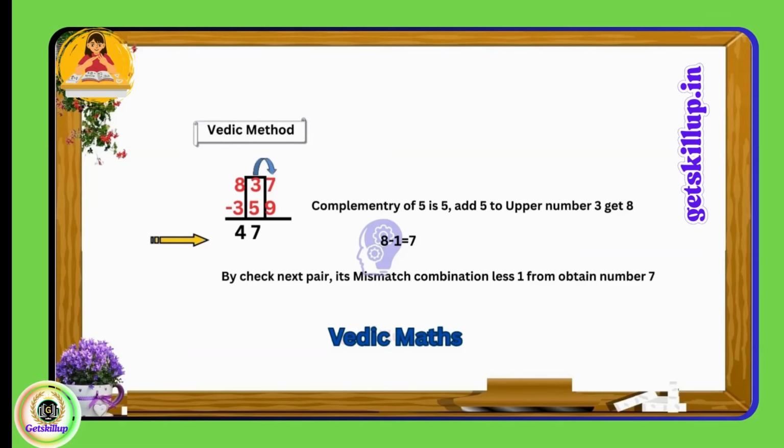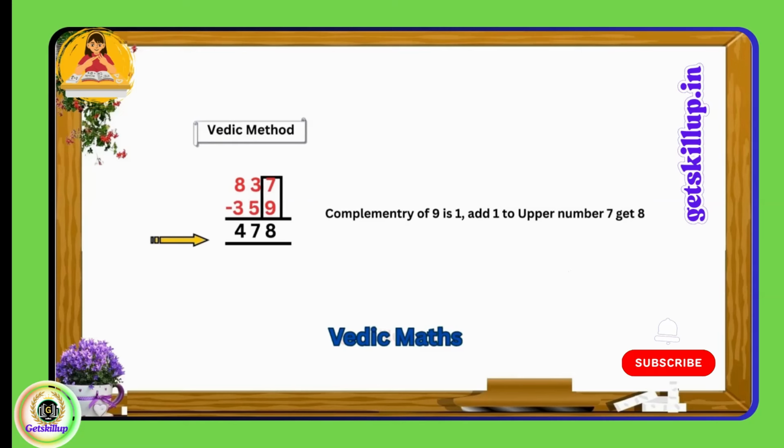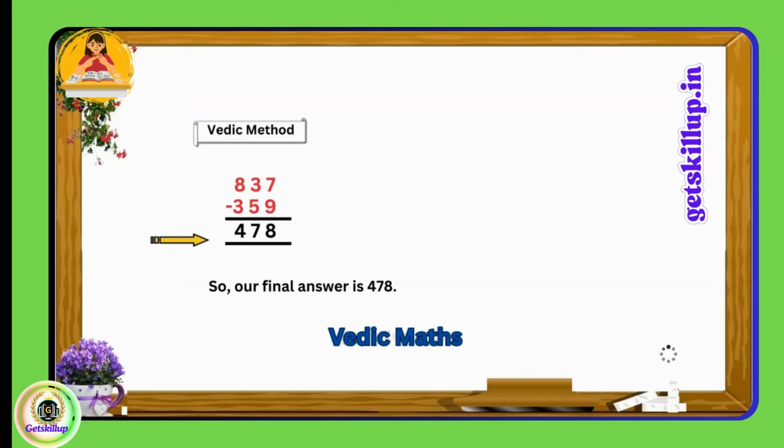And observing the third pair, which is also a mismatch combination, we subtract 1 from 8, obtaining the second number, 7. The complement of 9 is 1, added to 7, which gives 8 as the final third digit. So our final answer is 478.